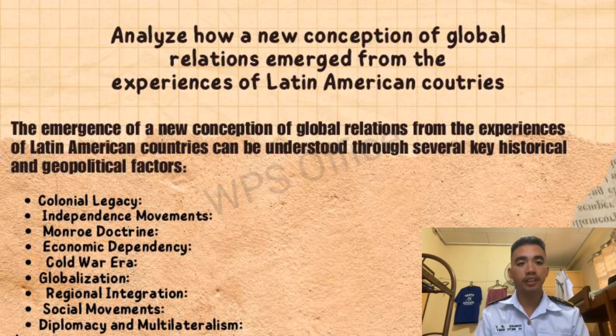8. Social movements. Latin America has been a hotspot for social movements advocating for indigenous rights, environmental protection, and social justice. These movements have highlighted the importance of civil society in shaping global relations and addressing issues like climate change and inequality.